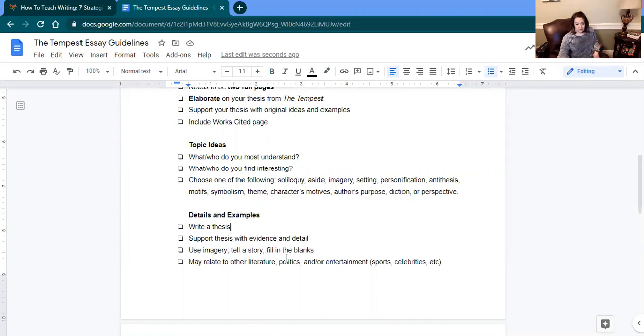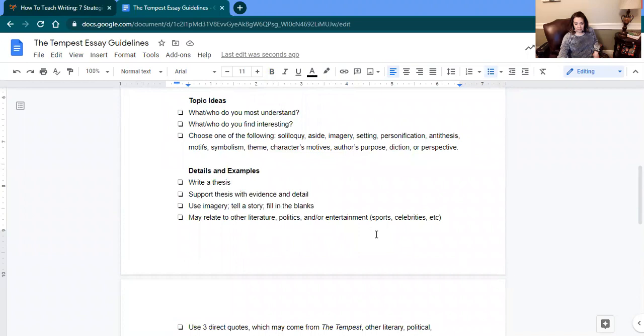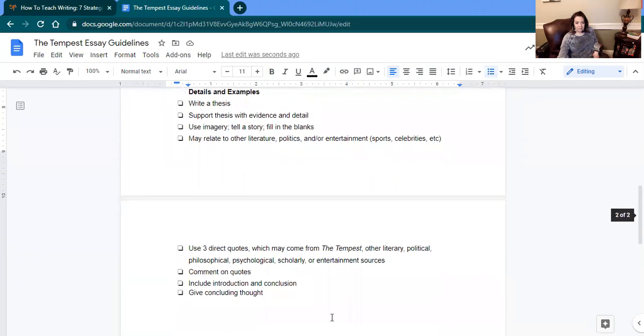And then use imagery to tell the story. You may relate to other literature, politics, or entertainment. So you may have metaphors or similes, and that'll come into play here in a minute. It'll make more sense. Use 3 direct quotes. You need a direct quote in each one of your paragraphs in the body, so your second, third, and fourth paragraph. And you can also use other literature related to politics, philosophy, psychology, scholarly magazines, or something of that sort. And then always comment on your quote. Your quote should never be the end of the paragraph. Include an introduction and conclusion always. At the end, make sure we know it's the end. Give a concluding thought.